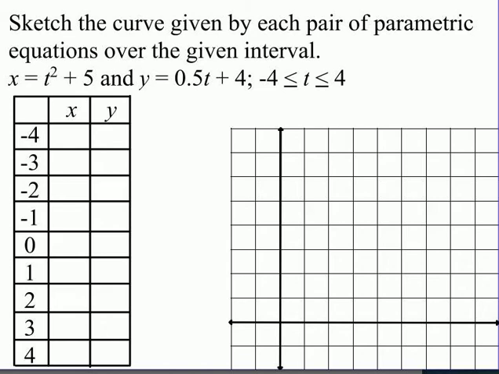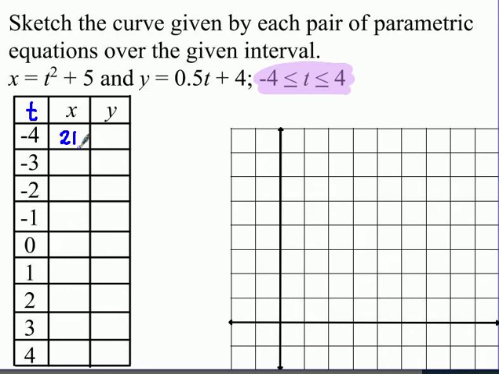So what I did is create a table, and that's what you're going to have to do. When they give you those values, you're going to create a table based on those constraints. Now all I'm going to do is plug in negative 4 for t in the x equation. I get negative 4 quantity squared plus 5, which is 21.